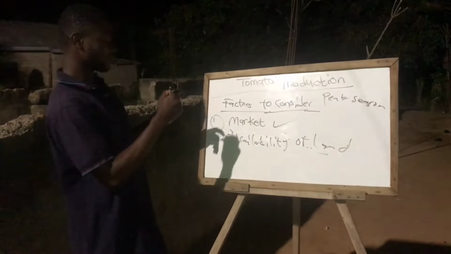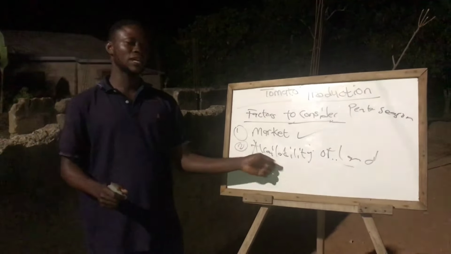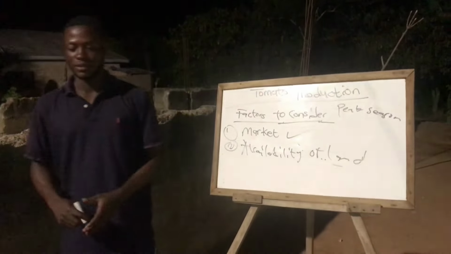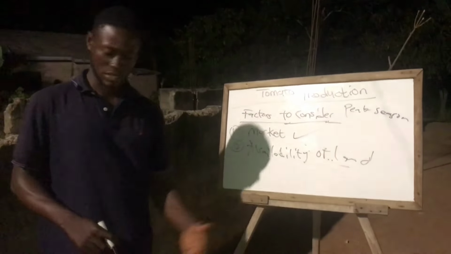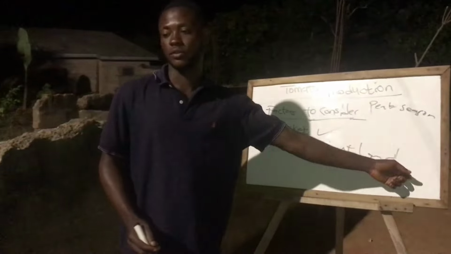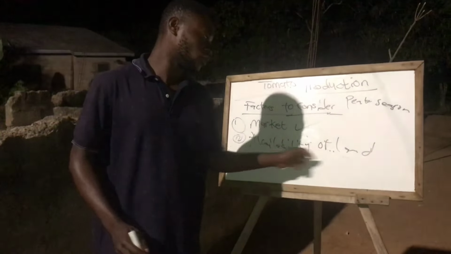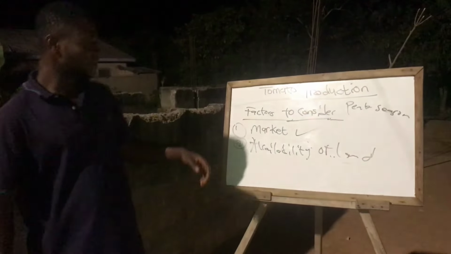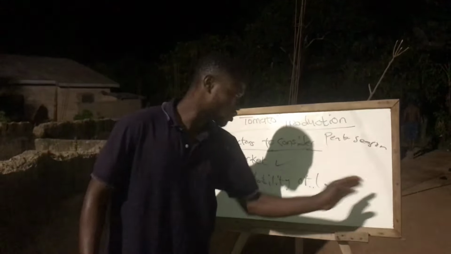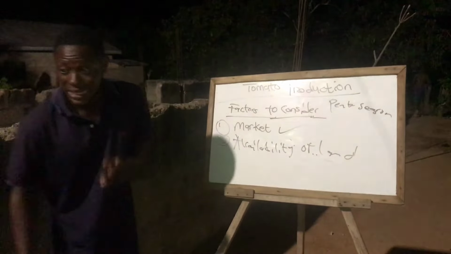Secondly, as I said, availability of land. Land availability is one of the factors. Always make sure that you have land which is situated around a source of water, a water body, because you need to have a source of water around your area. So the closeness of the land to maybe a river, any water source, is key. You have to consider that.